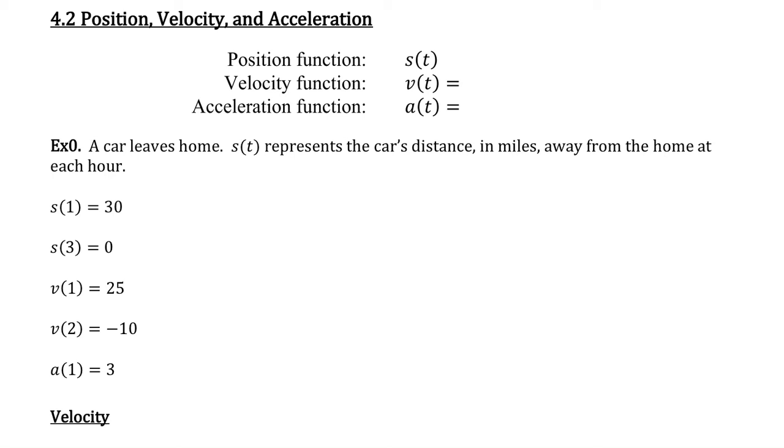Okay, in 4.2, we're going to look at position, velocity, and acceleration. If you're in physics, you've seen these terms before, but they're based off calculus. Okay, so the first one is the position function. What they normally use is S, so S of t. S of t is just saying where the particle is or where it's located.